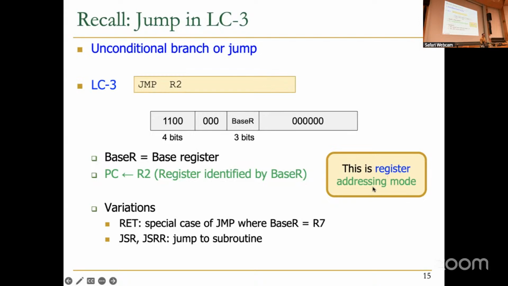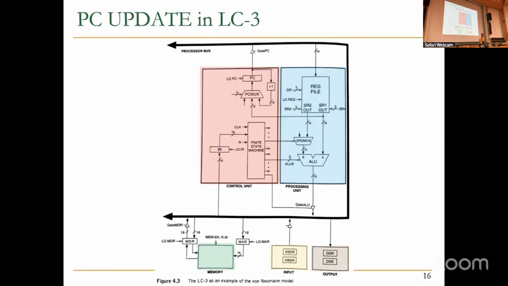So this is called register addressing mode. We're going to see addressing modes later today. But this is an example of a jump, right? And there are other examples of jumps that we will not necessarily see, but we may look at later in lectures. So how does this work?